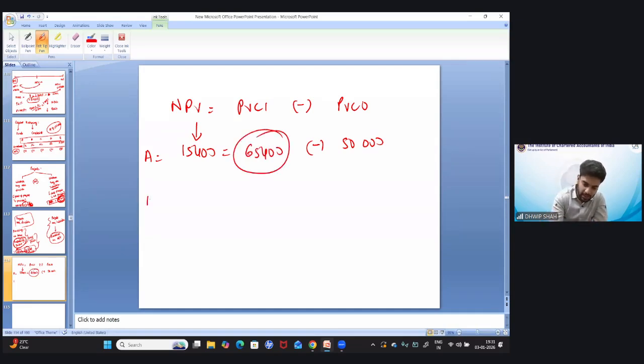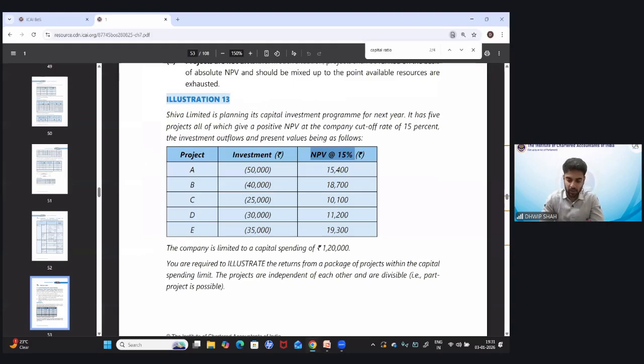Correct. Likewise for project B, C, D, E, I can do it for C, D and E. Okay? If we take all the projects, let's assume we have enough funds, we have a lot of money. If we take all the projects, how much funds would I need? How many rupees will be needed? If I take all 5 projects, 50 plus 40 plus 25 plus 30 plus 35, this much money will be needed.